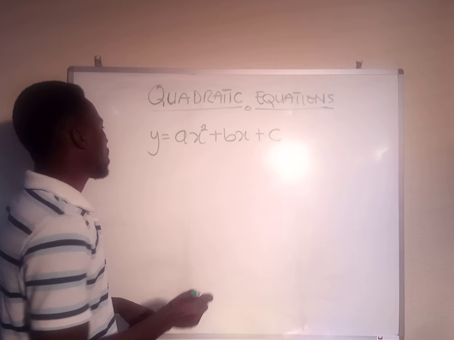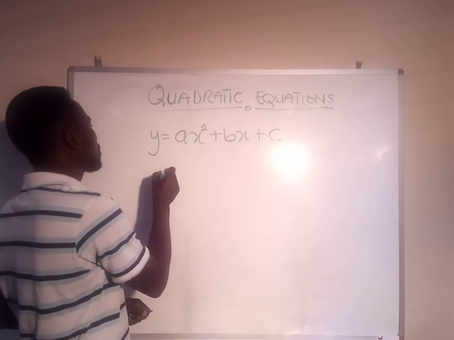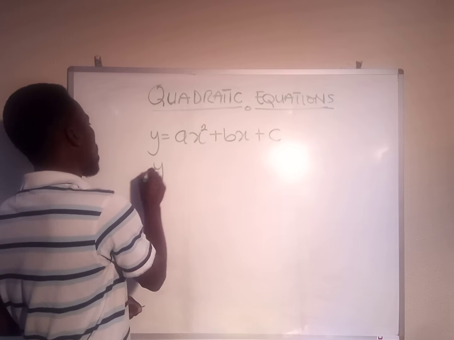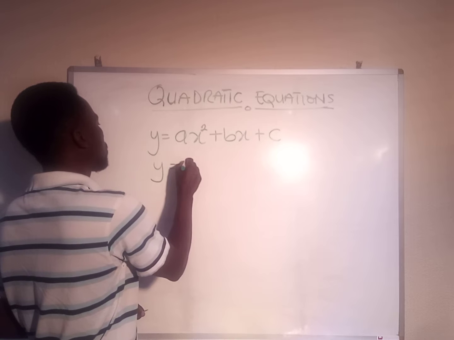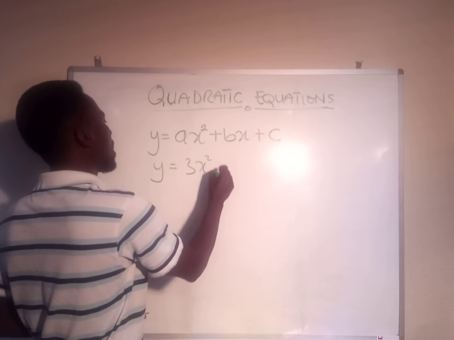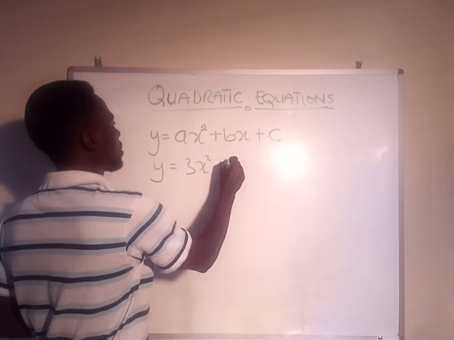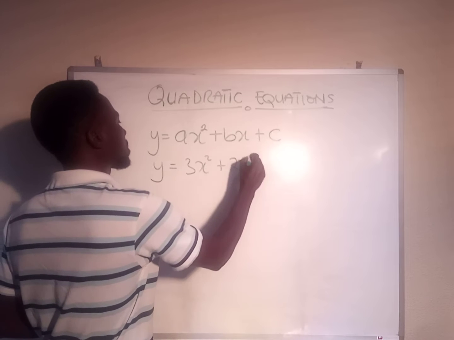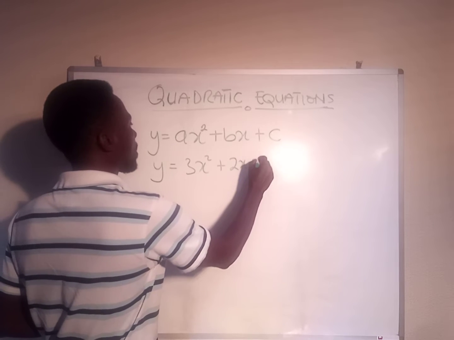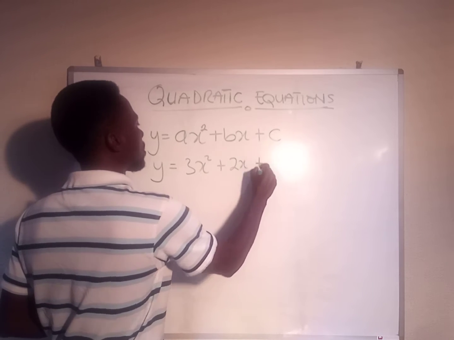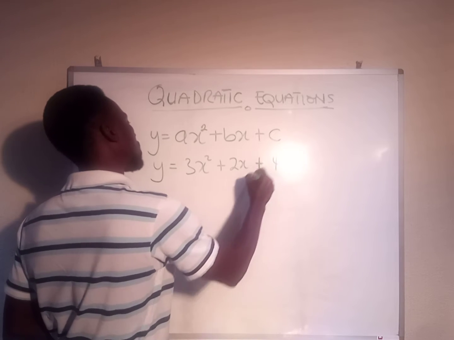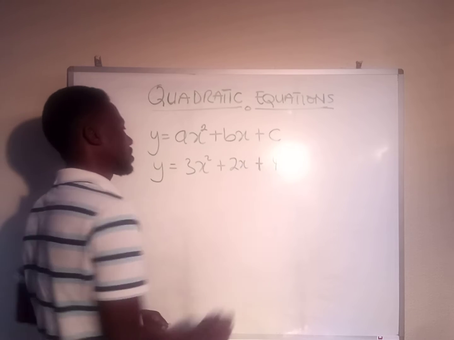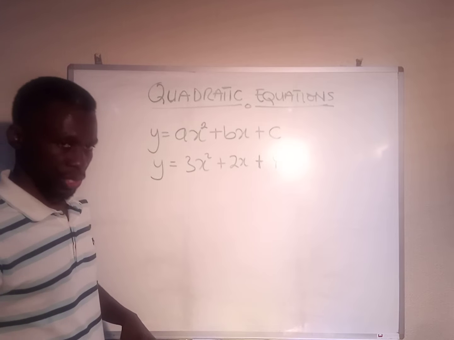Now, let's look at an example. For instance, if I put here y is equal to 3x squared plus 2x plus 4, this is a quadratic equation.